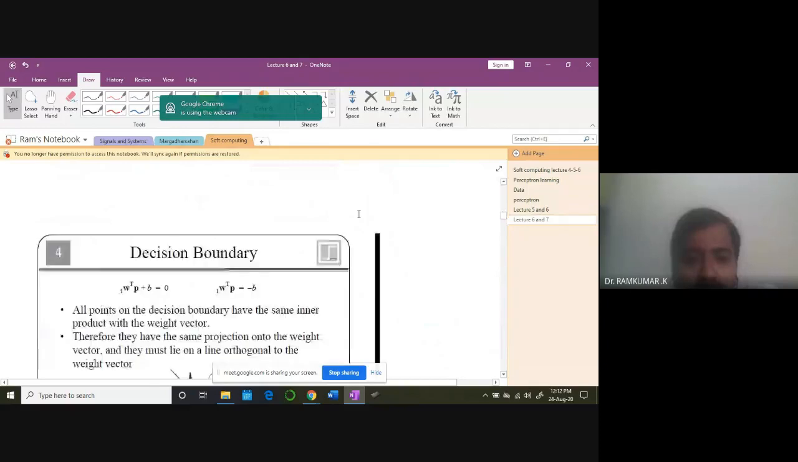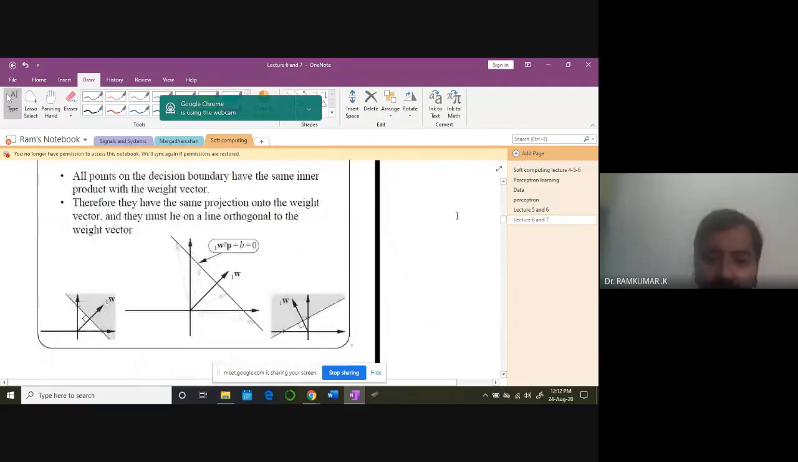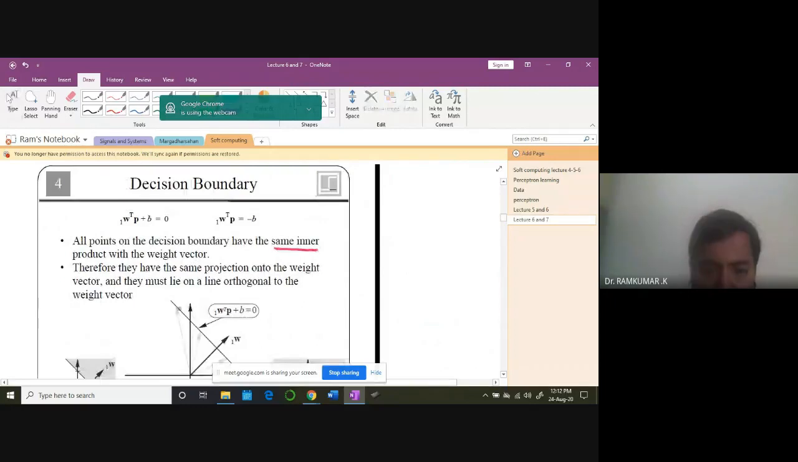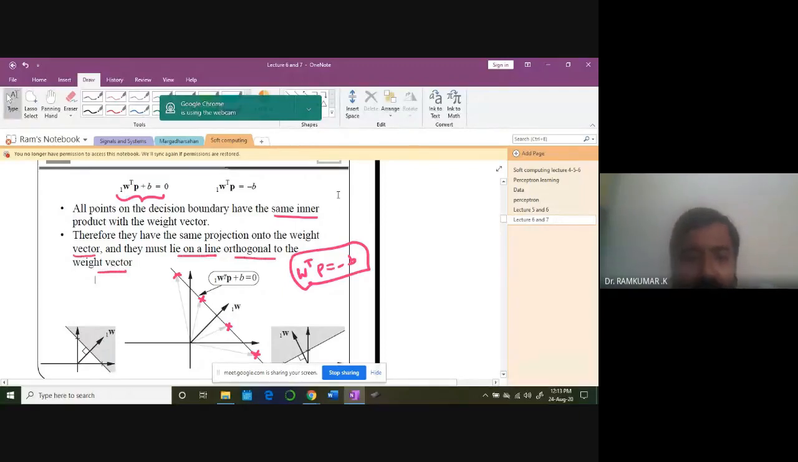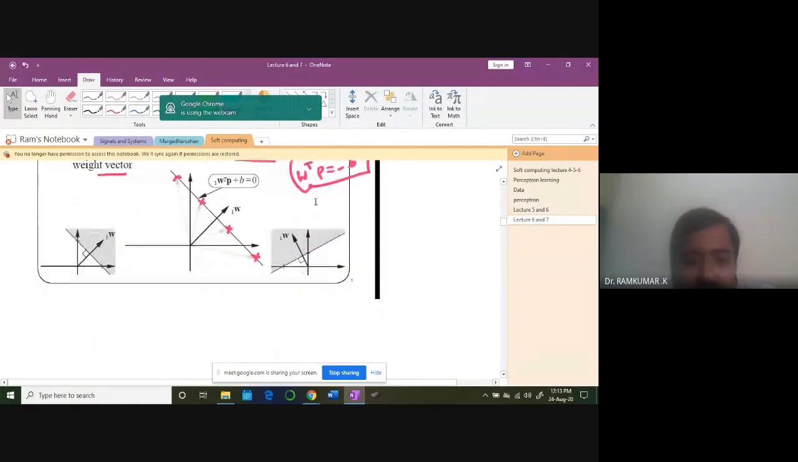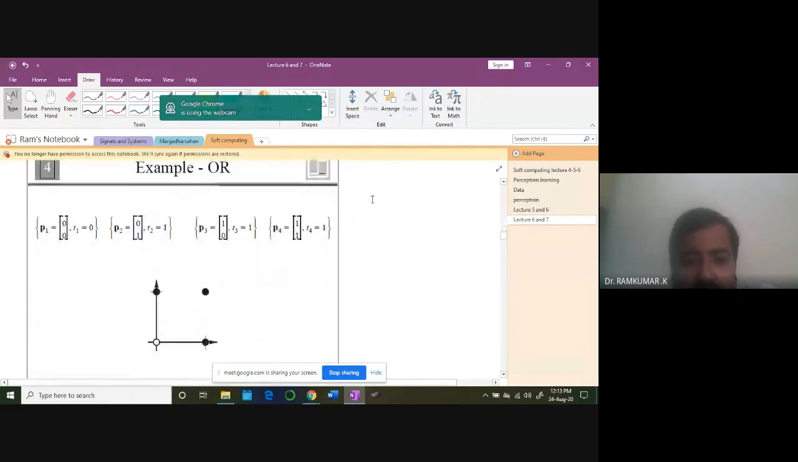So the decision boundary: all the points on the decision boundary have the same inner product with the weight vector. All the points on the line are going to have this particular expression: W transpose P = -1, or otherwise W transpose P + B = 0. Therefore they have the same projection onto the weight vector, and they must lie on a line orthogonal to the weight vector. So that's the idea. Now we have learned how to draw lines.